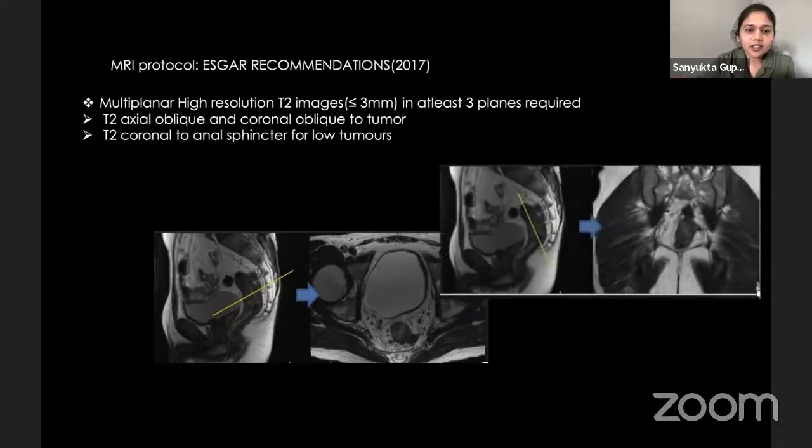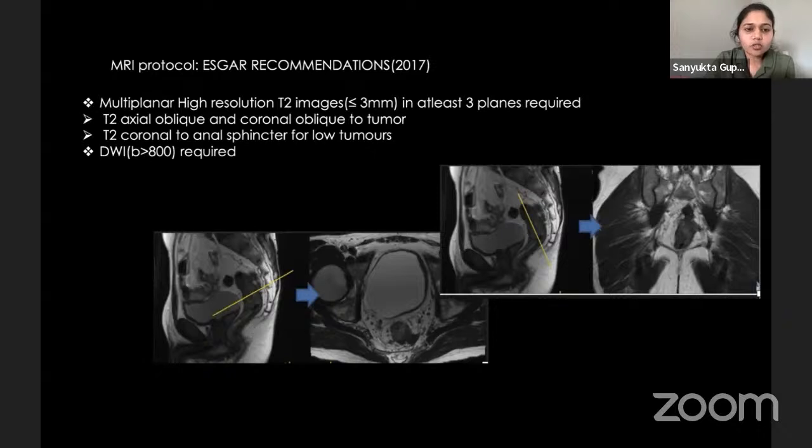If we do not tell the technician where the tumor is, he will acquire normal axial scans, and this will not suffice for what we exactly need. Similarly, we need a coronal oblique perpendicular. Similarly, for the low tumors, to delineate the sphincter anatomy exactly, we need orthogonal planes.